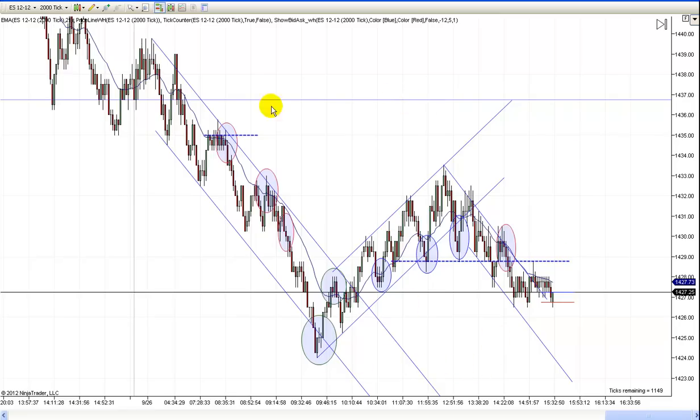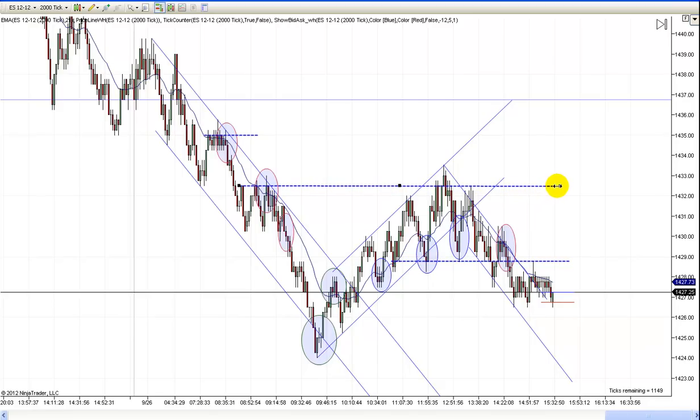There was an overnight gap. That's what this line is right here. So I was thinking prices were going to try to fill that gap, and I believe that's what they were trying to do here. But we just really couldn't. That 1433, you can see all the way across there, and really probably should have a line across there, so that's easier to see.